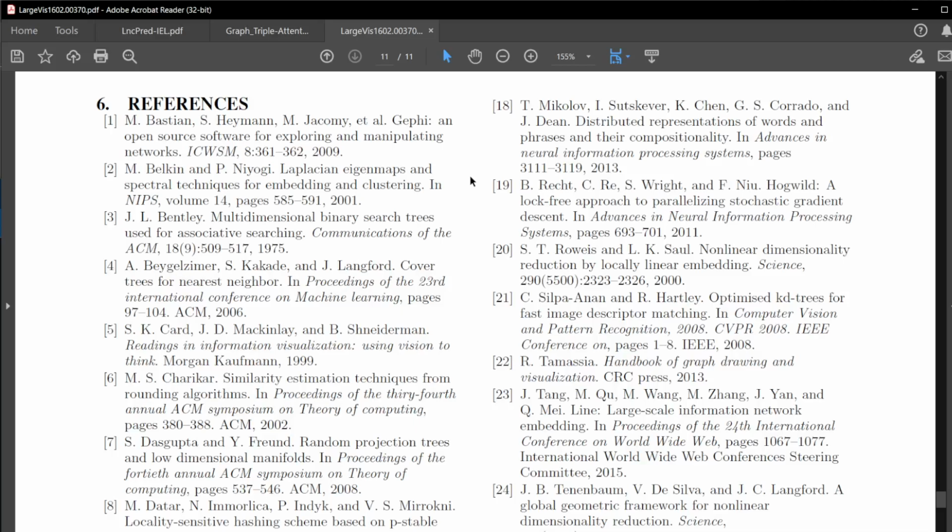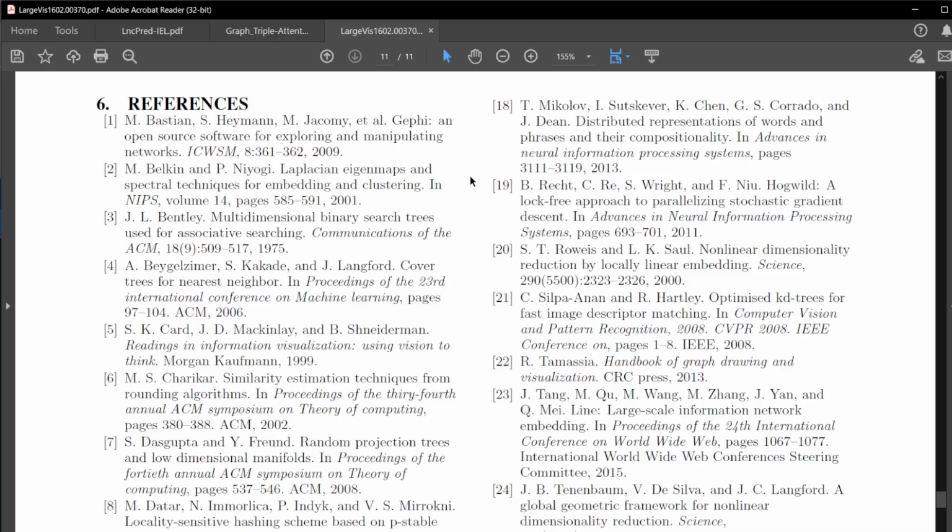CRC Press, 2013. 23. J. Tang, J. Liu, M. Zhang, and Q. Mei. LINE, large-scale information network embedding. In Proceedings of the 24th International Conference on World Wide Web, pages 1067 to 1077. International World Wide Web Conferences Steering Committee, 2015.